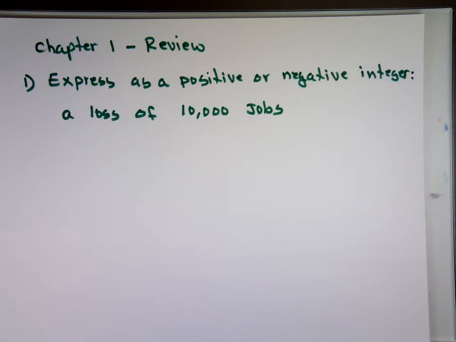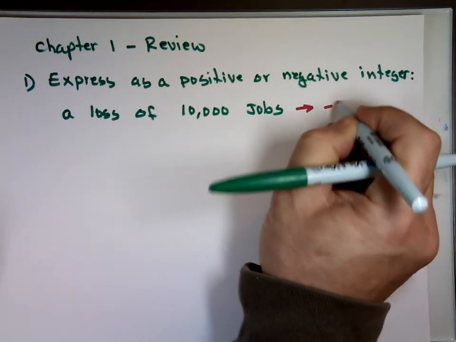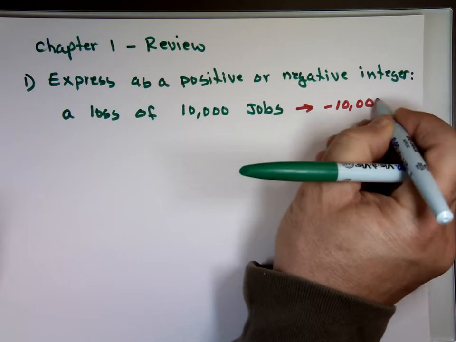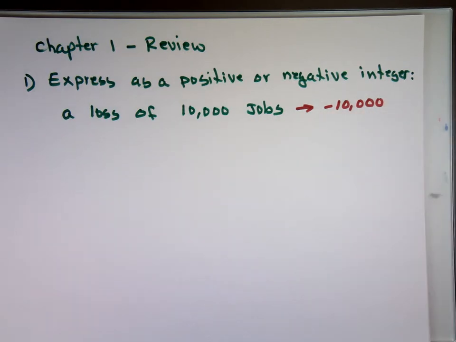The report usually comes on Friday, says how the market is doing. We lost, we gained jobs. When we have a loss of 10,000 jobs, does that mean positive 10,000 or negative 10,000? That's a negative 10,000. As I said, we're reviewing everything from the beginning till the end.